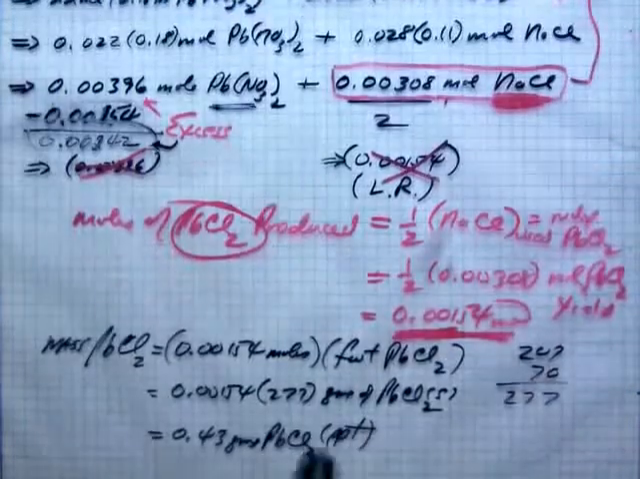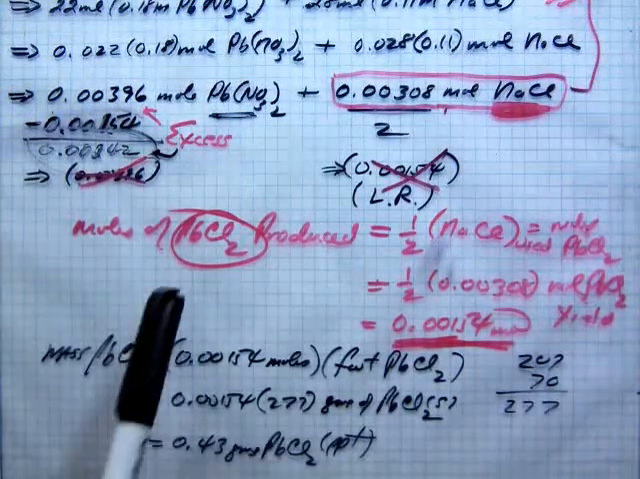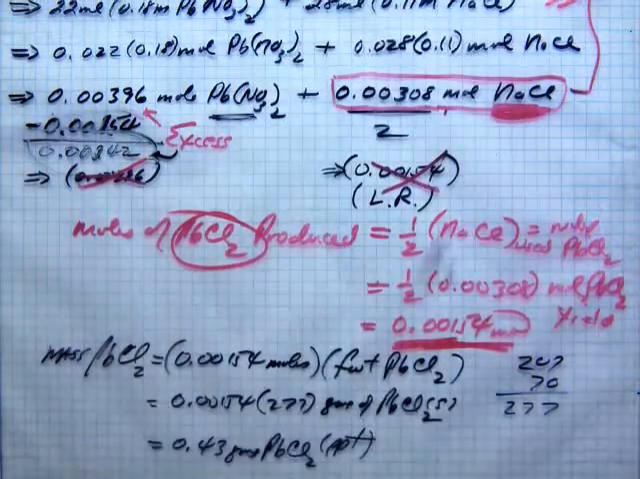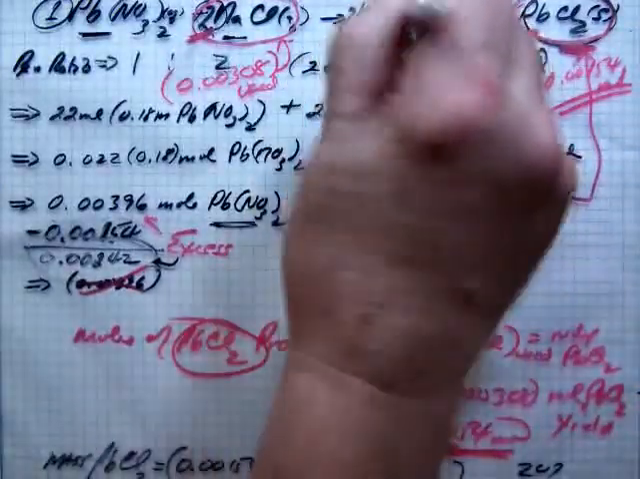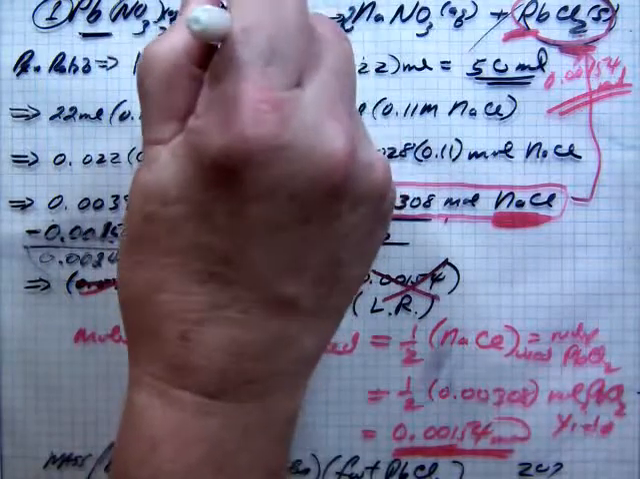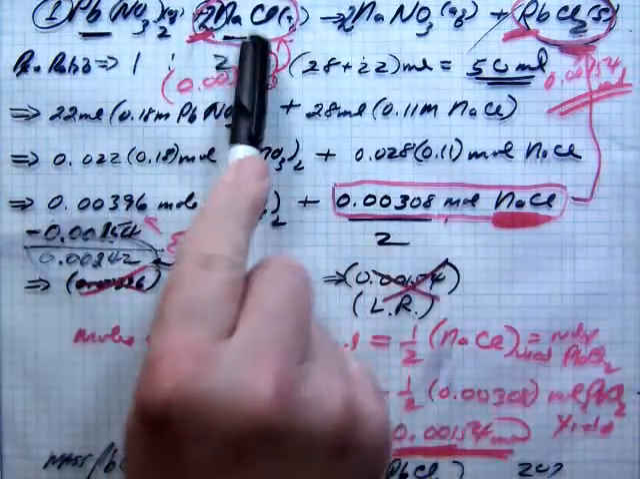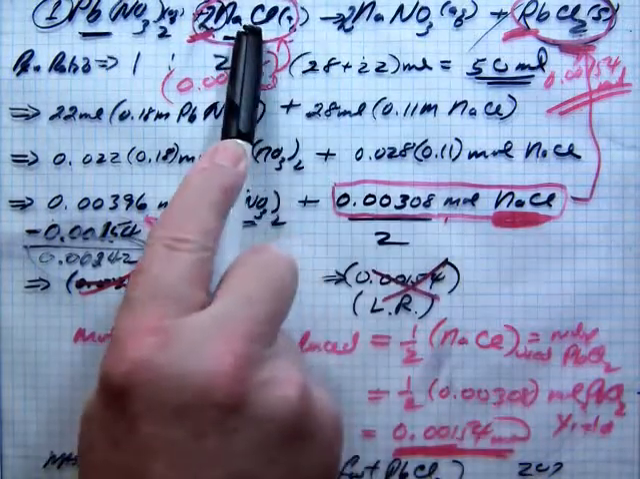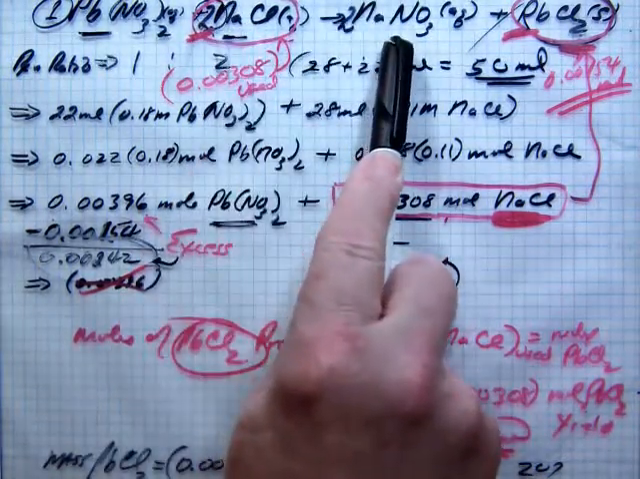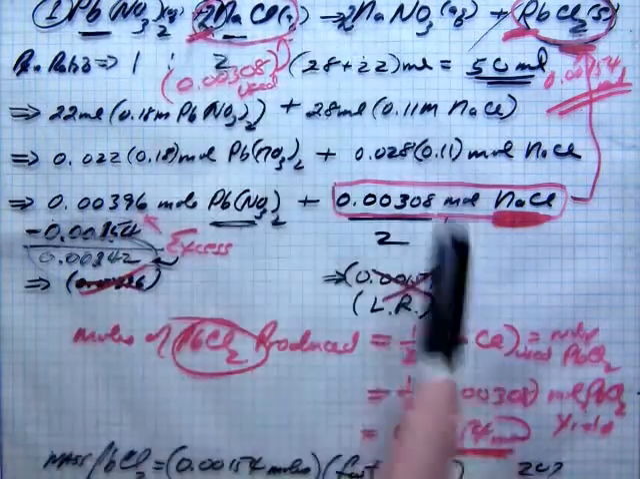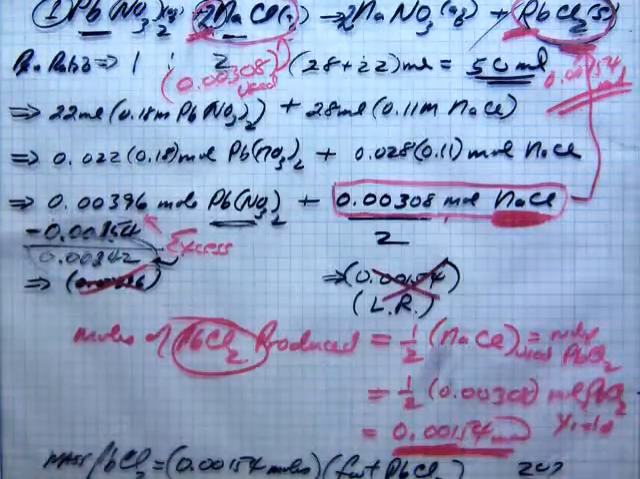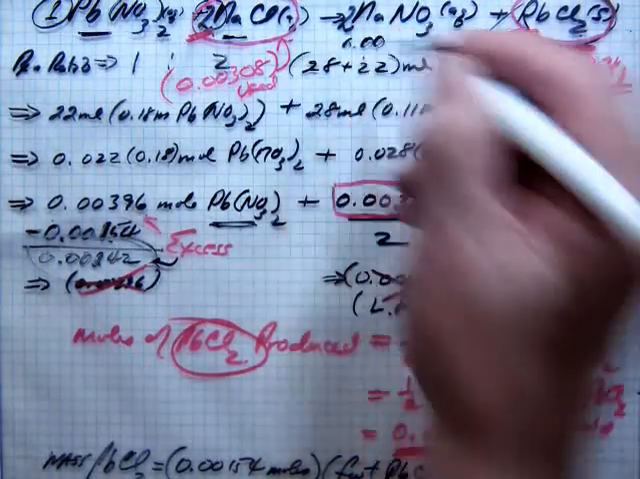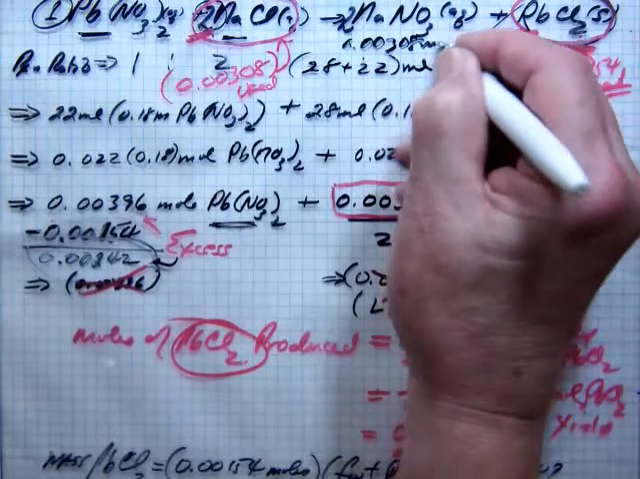Well, this came out of solution. So the only thing you've got in that bucket is the lead nitrate and sodium nitrate. How much sodium nitrate? Well, it's the same as the sodium chloride. So if you used up 0.00308 mole sodium chloride in your reaction, how much of this do you produce? Well, since the coefficients are the same amount, your sodium nitrate yield is 0.00308 mole.